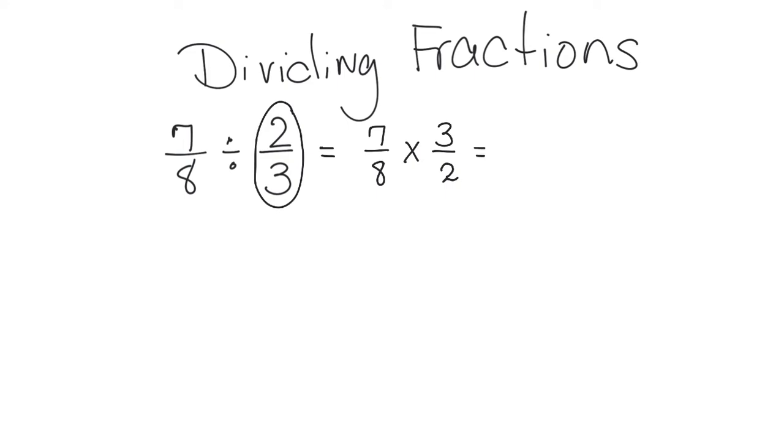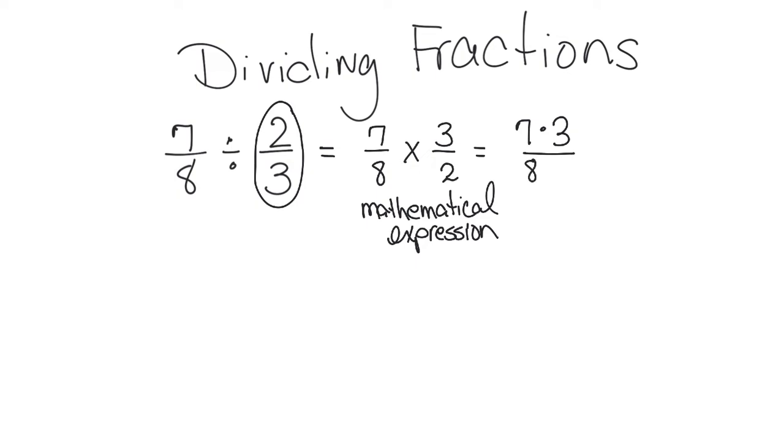Once you restate it as a mathematical expression, using the rule, you go back to your rules for multiplying, where you multiply numerator times numerator and denominator times denominator. 7 times 3 is 21. 8 times 2 is 16.